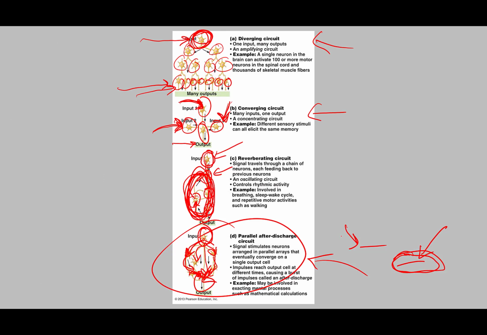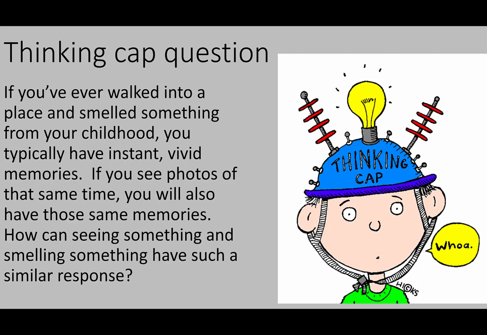Let's look back at our different types of circuits. Remember, maybe we saw something. Maybe we heard something. Maybe we felt something. Or maybe there was even another one. Maybe there was one where we smelled something. All of those can invoke the same memory because they are a converging circuit. Multiple different things built that memory, so multiple different things can trigger that memory.